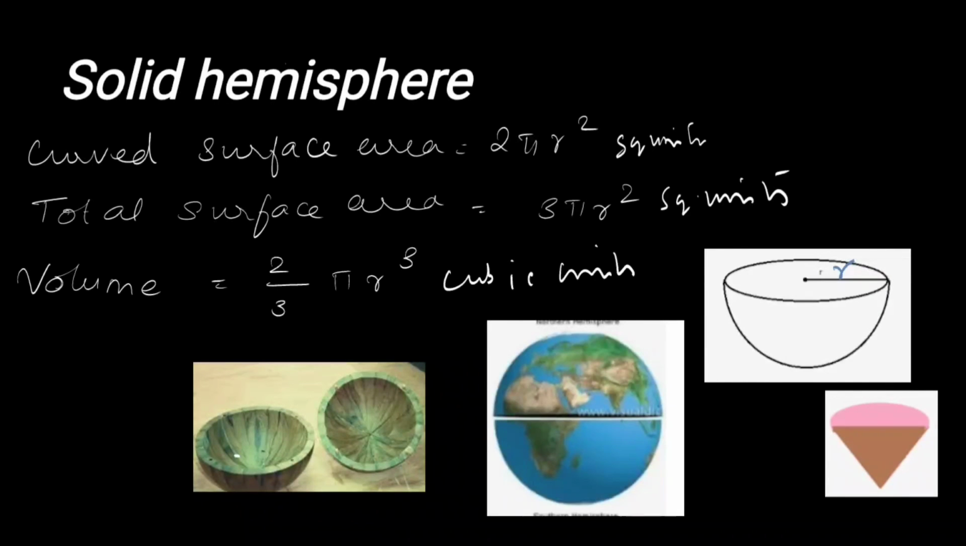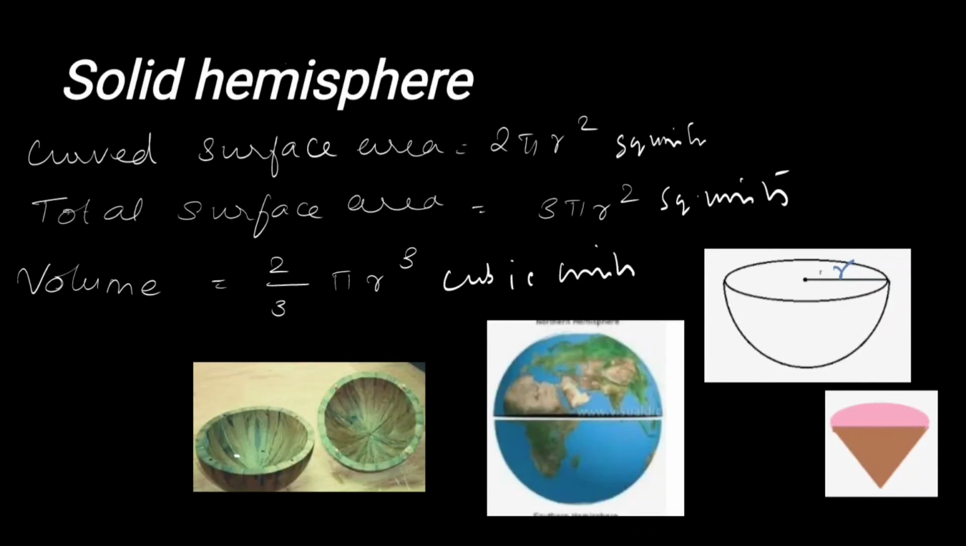Another example for the solid hemisphere is the ice cream we took as an example for the cone. When we take the upper part of the ice cream, which sits on the bottom part of the cone, it forms a solid hemisphere.